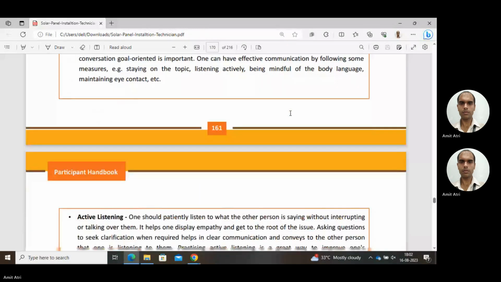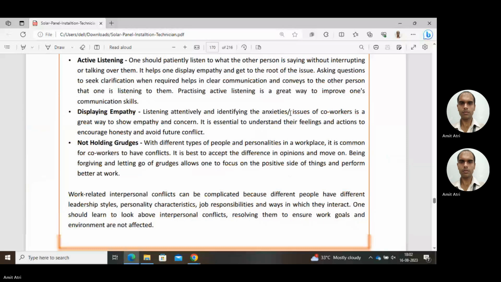Now, active listening. In active listening, one should patiently listen to what the other person is saying without interrupting or talking over them. First of all, listen to the other person, what he's saying, what is his view. It helps one display empathy and get to the root of the issue. Asking questions to seek clarification when required helps in clear communication and conveys to the other person that one is listening. Practicing active listening is a great way to improve one's communication skills.